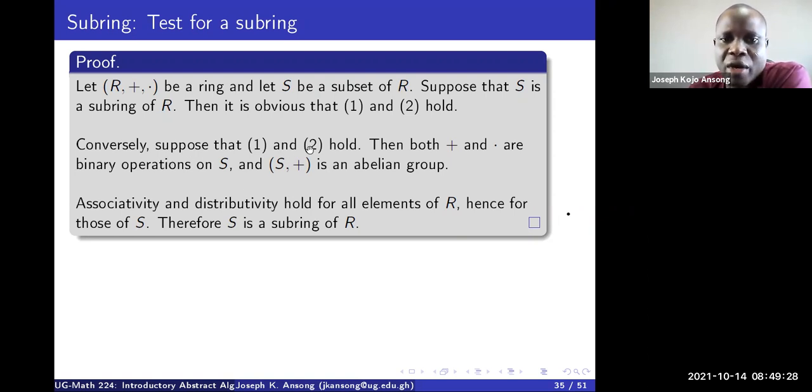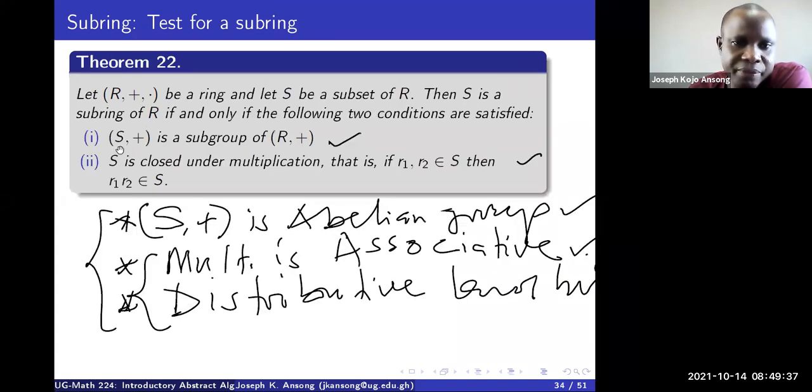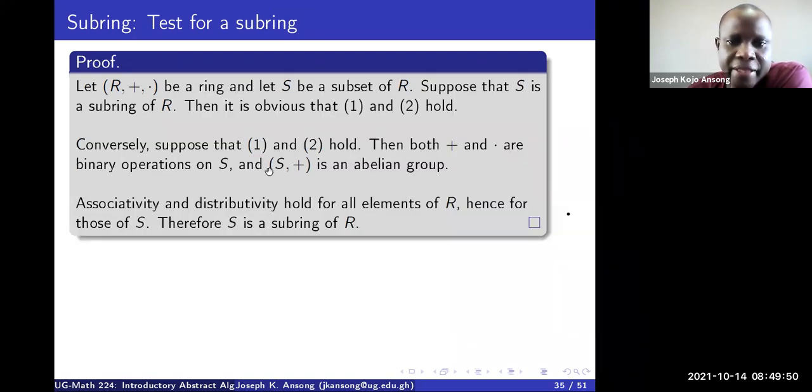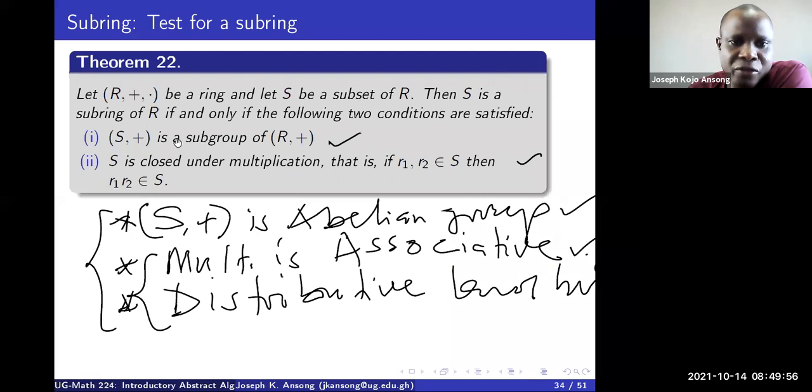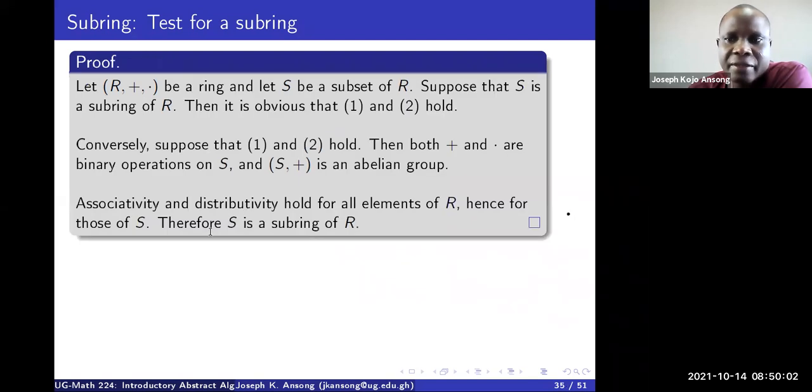Conversely, if you suppose the two conditions 1 and 2 hold, then addition and multiplication form binary operations. That's what this means. If this is true and that is true, then of course addition is a binary operation under S, and multiplication is also a binary operation under S. Okay. And this guy here is an abelian group. I've explained that, right? First of all, it is a subgroup, therefore it's a group. To show that it's abelian, we'll show that it's commutative, and we use the fact that all the elements in S are elements in R, and the elements in R obey commutativity, therefore the elements in S also obey commutativity with regards to addition. Okay.